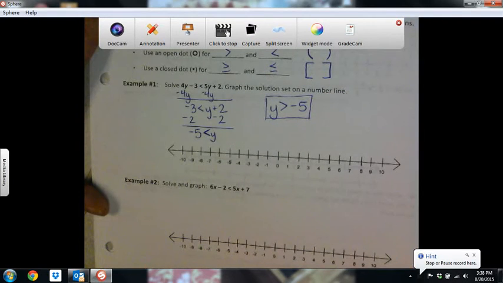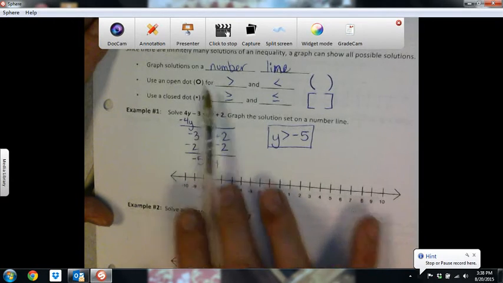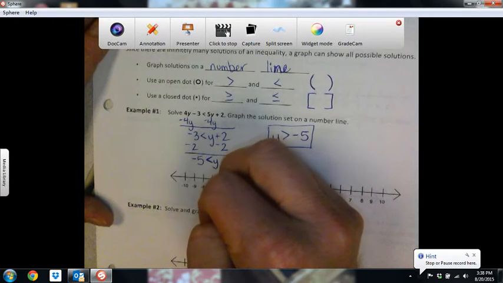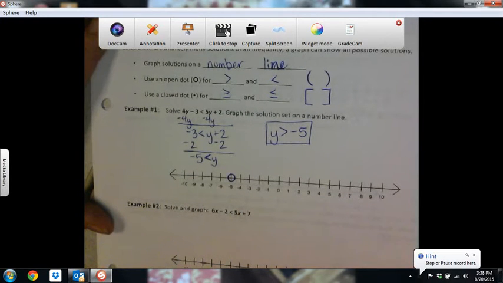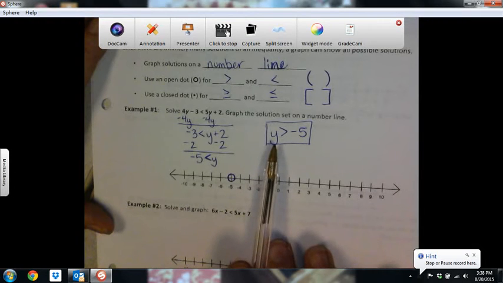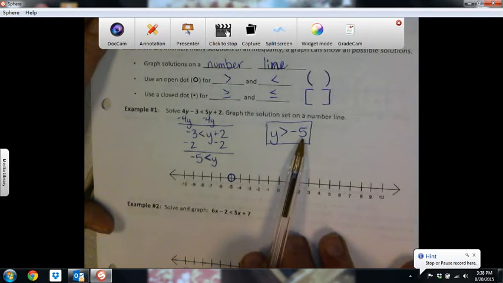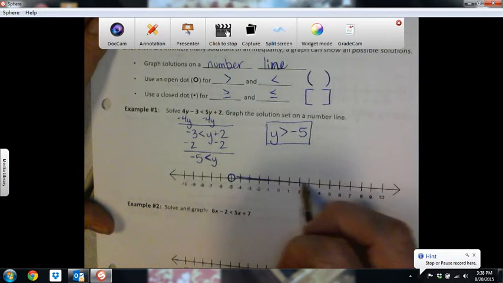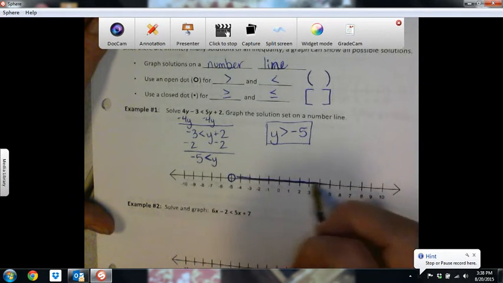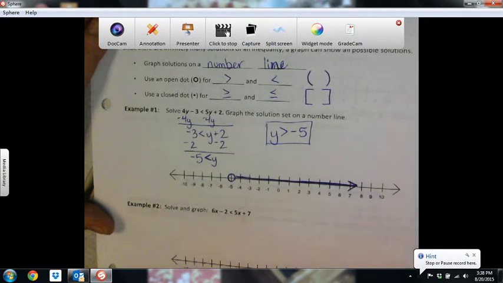Okay, so that's one way to write my solution. This is the set of the answers. Because it is a greater than symbol, I'm going to use an open dot at negative 5. So an open dot at negative 5, and I want to graph in the direction of the rest of the answers. So I want values that are greater than negative 5. So let's use 0 as a test point. Is 0 greater than negative 5? Well, sure it is. So I'm going to shade towards 0. So I'm going to just shade this direction to show that all of the answers this direction are possible solutions.